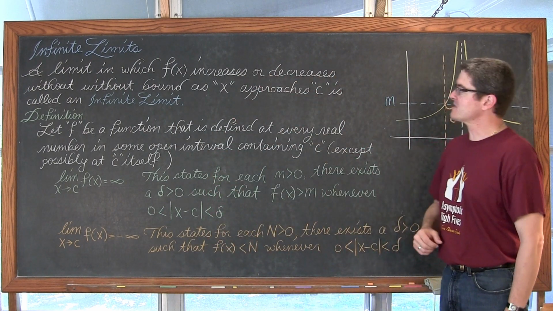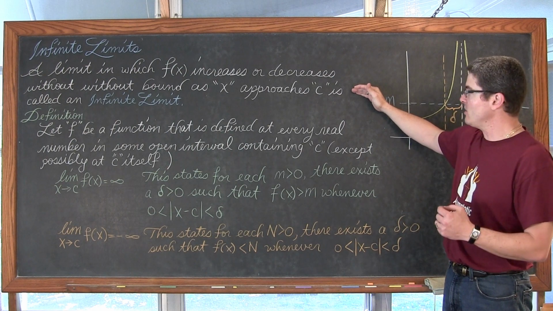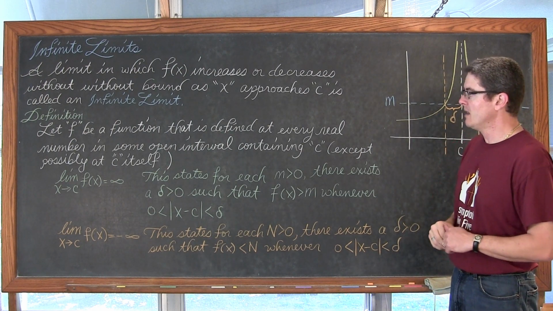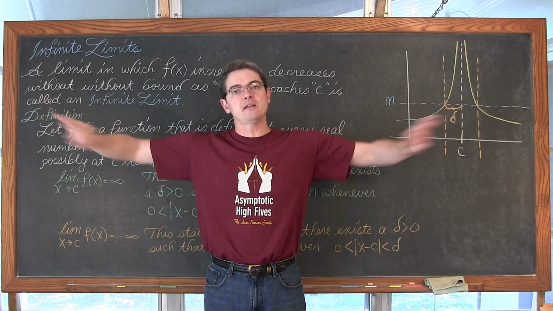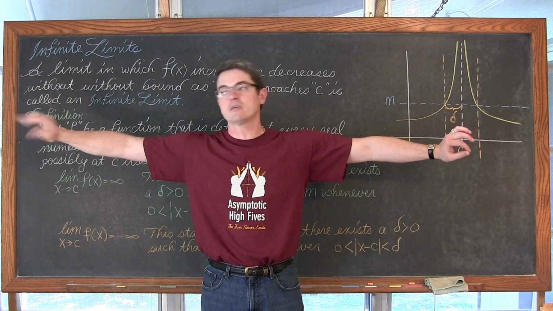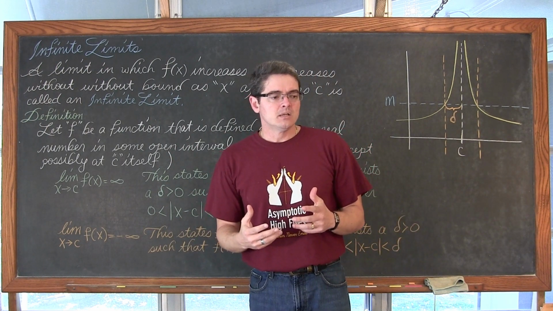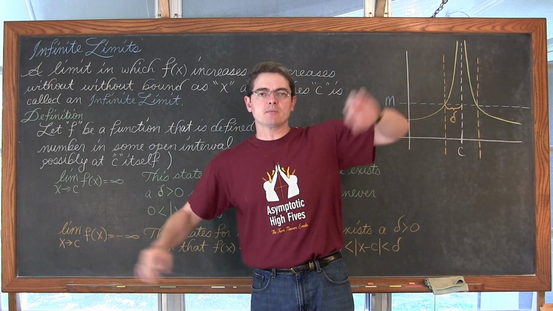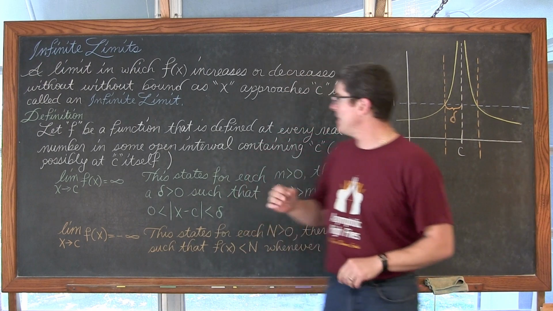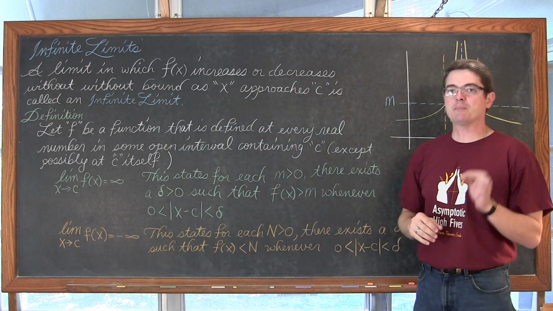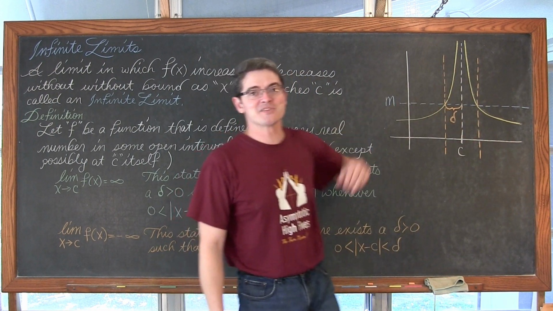A limit in which f of x increases or decreases without bound as x approaches c, a particular value of x, is called an infinite limit. Oh, by the way, before we finish this, you have this idea of limits at infinity, the limit of the function as x approaches either negative or positive infinity, and that's your horizontal asymptotes. The oblique asymptotes don't ever settle into some kind of constant real value of y, so we're talking about the horizontal asymptotes. But x is not approaching infinity, x is approaching a particular value on the x-axis, and the graph is increasing or decreasing without bound. Well, there's your vertical asymptote.